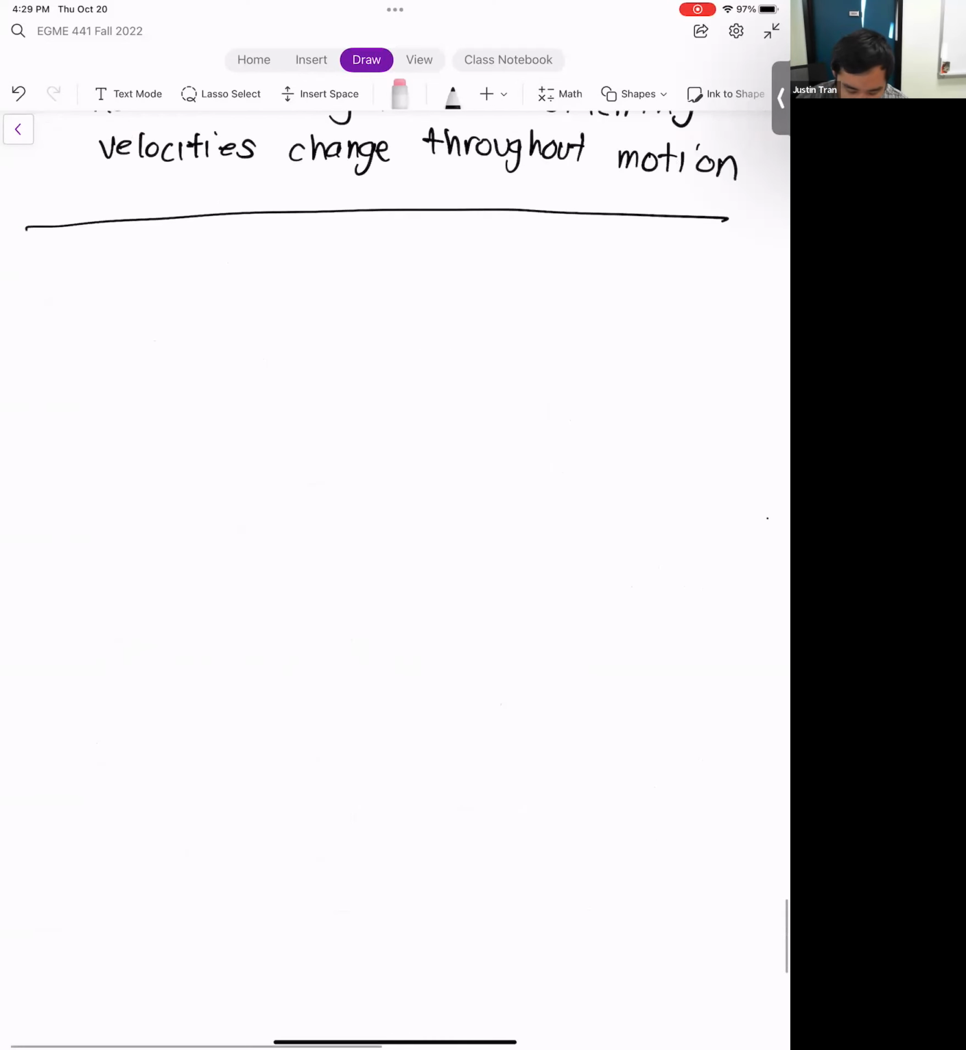Okay, so the first thing I want to go over today is what I call the 5 defining characteristics of muscles. This is all under the heading of muscle force production.